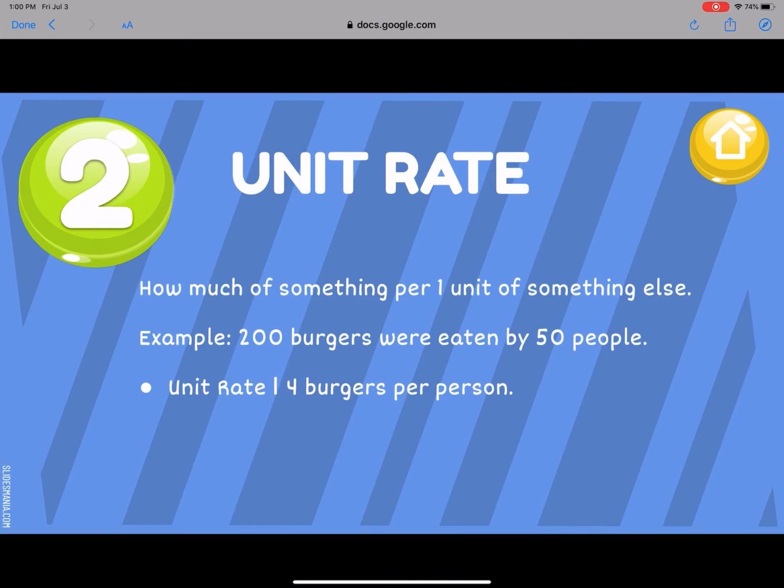Unit rate considers how much of something per one unit of something else. So we have an example here because sometimes when I read math definitions, it's a little harder for me to understand as opposed to when I see an example. So here our example says that 200 burgers were eaten by 50 people. All right, that may be a fine fact. However, we want to know how much one was. So here, if we were to divide that, we have four burgers being eaten by one person. So a unit rate, once again, always goes back to see how much one will be.